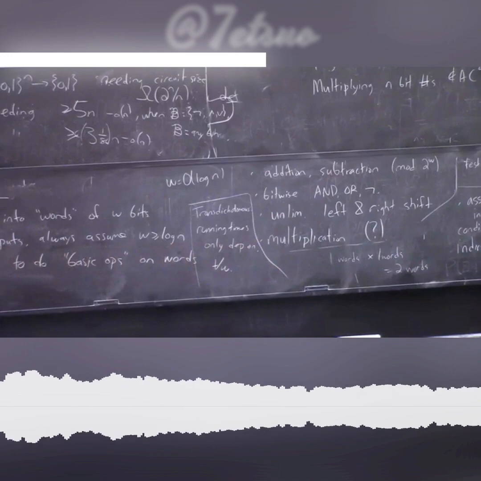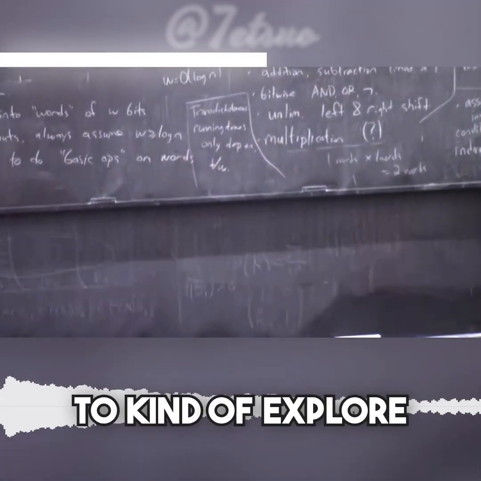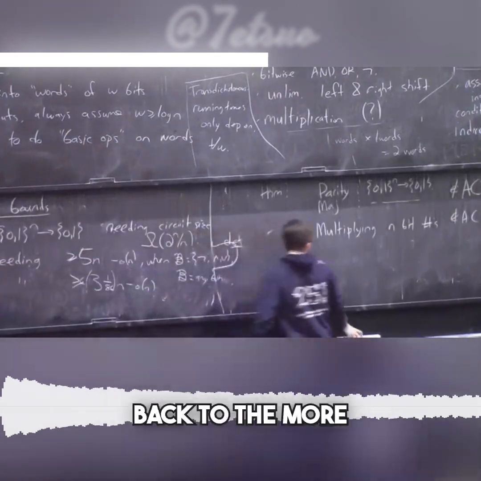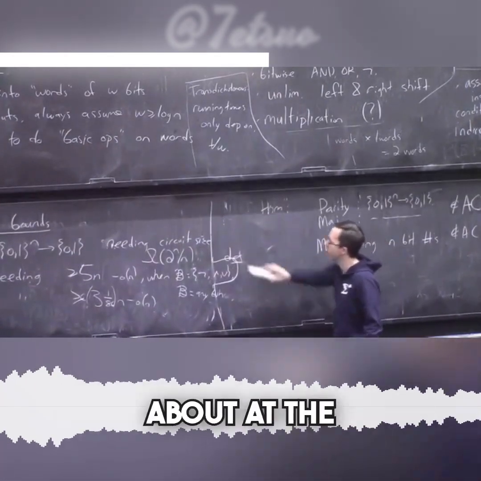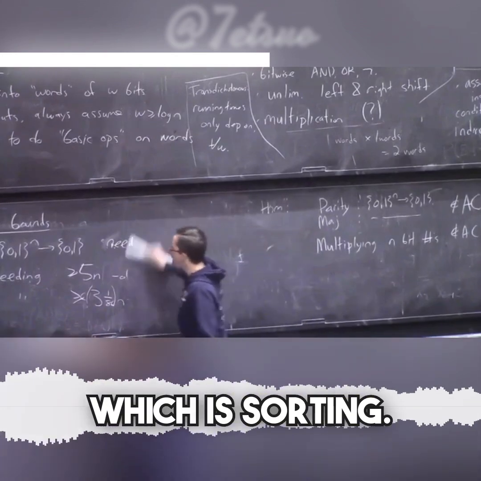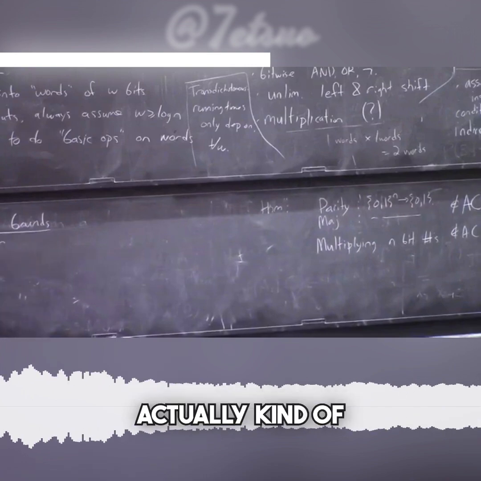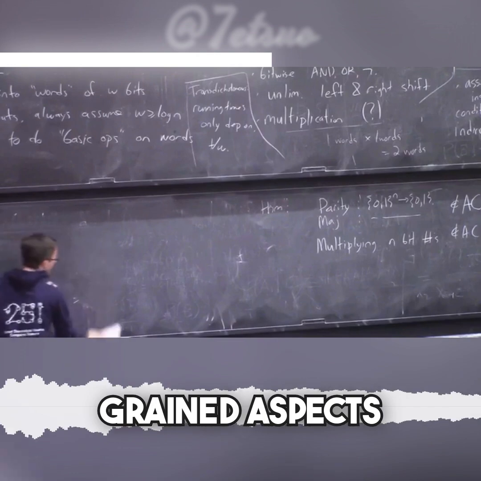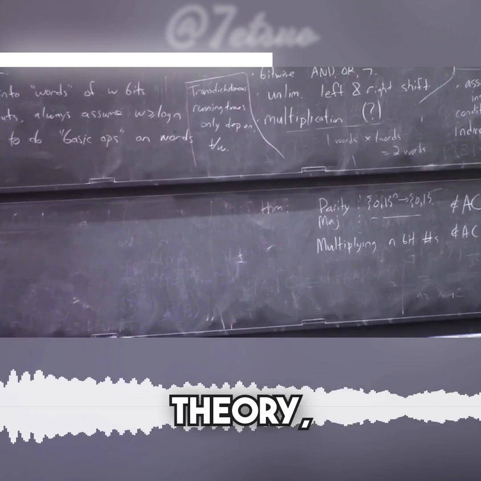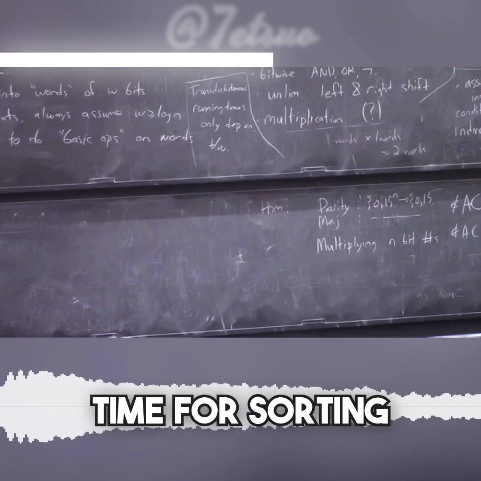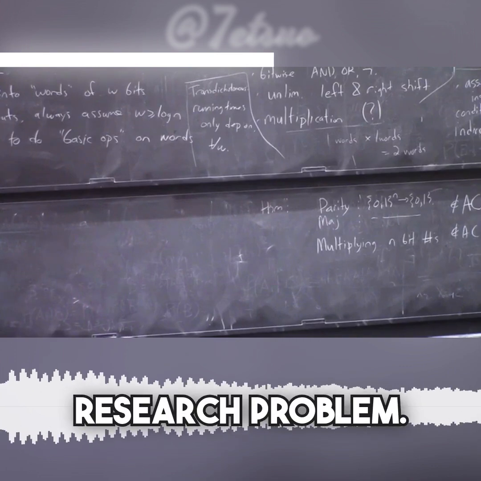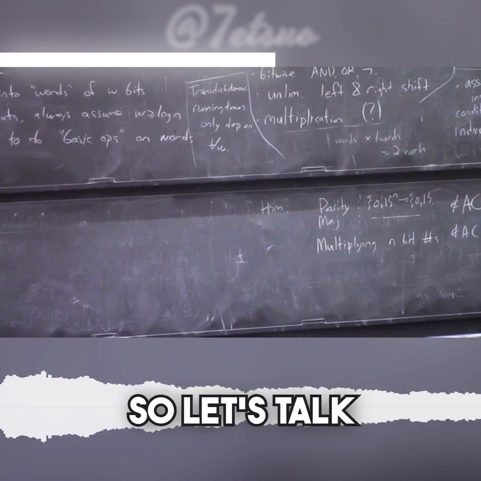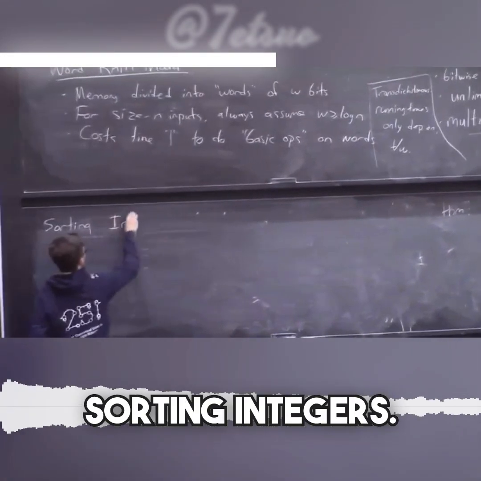OK, so to explore the interesting aspects of the word RAM model, I want to come back to the more sophisticated problem we talked about at the beginning, which is sorting. What's actually kind of amazing is at the end of the day, if you're really into all the fine-grained aspects of algorithmic theory, the best running time for sorting is an unknown research problem. So we'll get to that. So let's talk about the task of sorting integers.